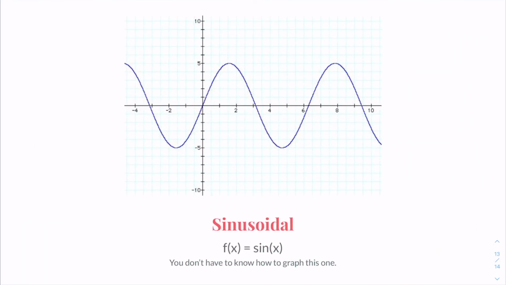Lastly, we have our sinusoidal graph, or our sine graph. f of x equals sine of x. You probably remember this from geometry. You learned about the sine ratio. Well, the function is very important for Algebra 2 for when we're modeling cyclical data. You don't have to be able to graph this, but you need to be aware of the shape and how we're going to have restrictions on the range.